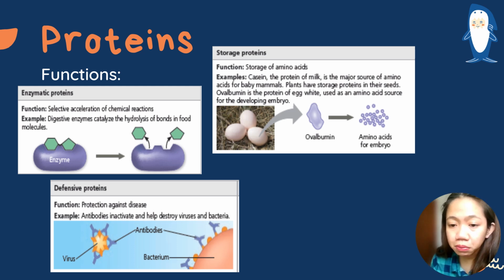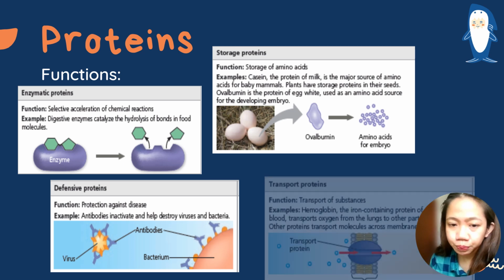Another source of amino acids are eggs. The ovalbumin is the protein of egg white and is the source of amino acids for the developing embryo, if the chicken egg will actually hatch. But for us, we just consume it and then we use the amino acids in the ovalbumin for our own bodies instead.